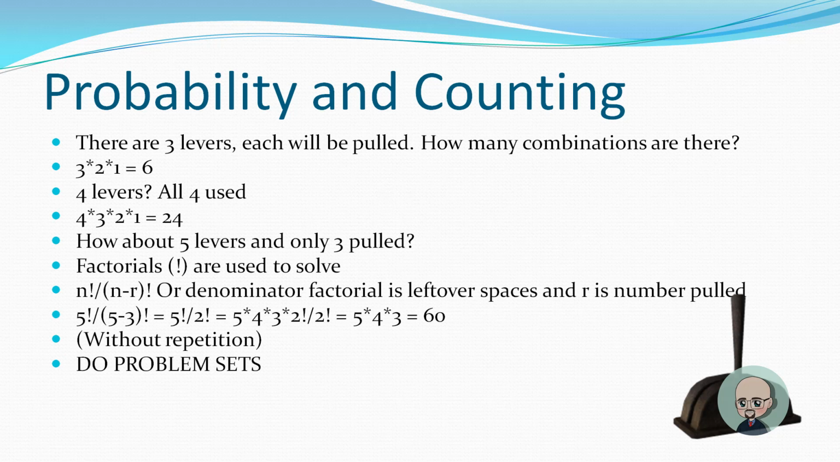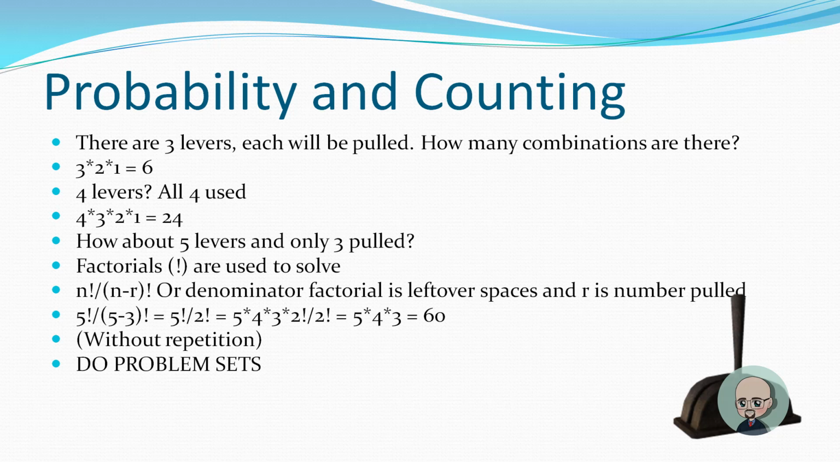Okay, we're back. If there's 3 levers, each will be pulled. How many combinations are there? To figure this out, we multiply 3 by 2 by 1. This is essentially what's called a factorial. The way it works is when you're figuring out things like this by counting them, you take the total number of elements, which in this case is 3, and then you take 1 less than that, and then 1 less than that, and you multiply them against each other, and that's your answer.